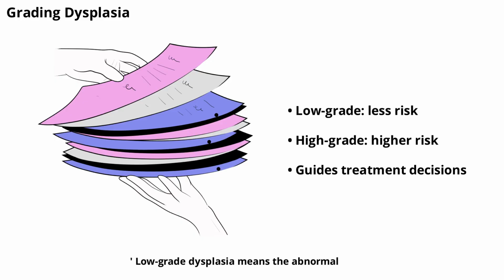Low-grade dysplasia means the abnormal cells are less likely to become cancerous, while high-grade dysplasia is more serious and may require closer monitoring or treatment. Understanding this grading helps you and your doctor decide on next steps.